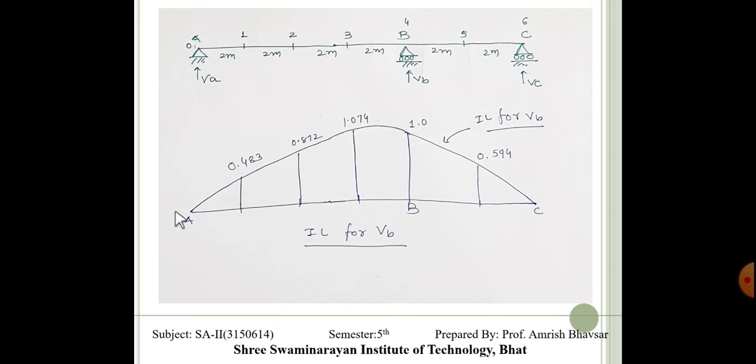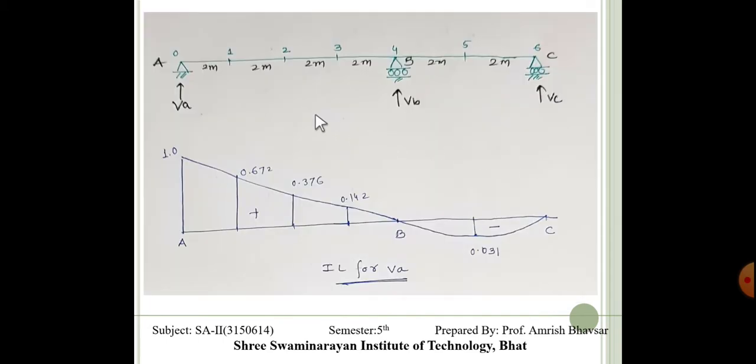So at 0 it is 0, at 1 it is 0.483, at 2 it is 0.876, at 3 it is 1.074, at B it is 1, at 5 it is, and at C it is 0. So this is our influence line diagram for VB. Now after getting this VB, again draw the influence line diagram for VA.